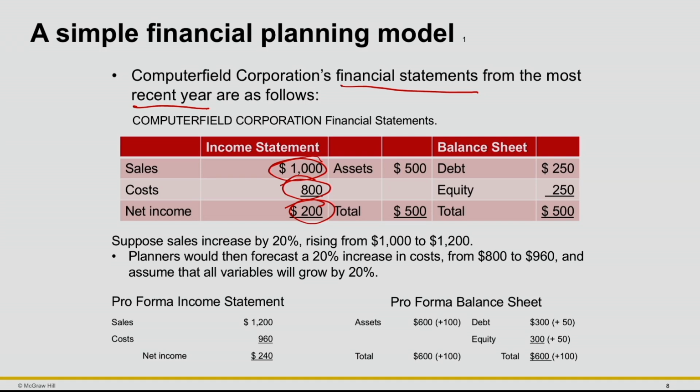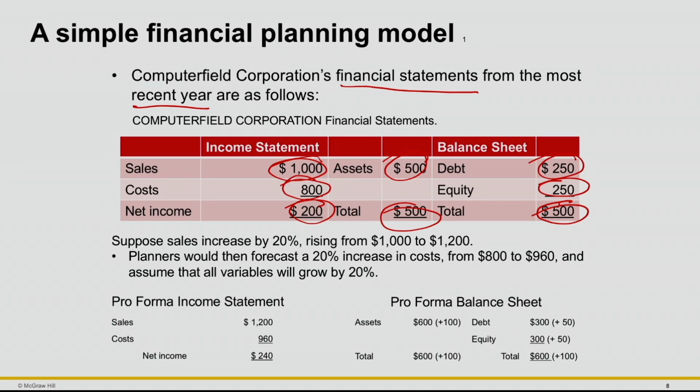Over on the balance sheet, we have $500,000 in assets, and half of it is financed with debt to the tune of $250,000. The other half is financed with equity, another $250,000, giving us $500,000 on both sides. So our balance sheet is in good shape.